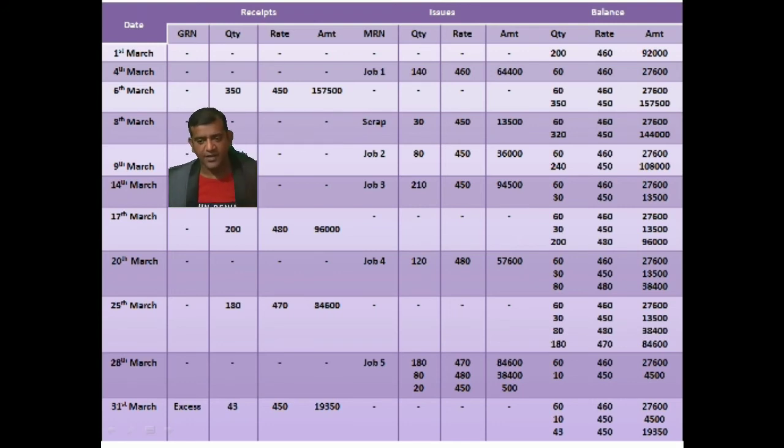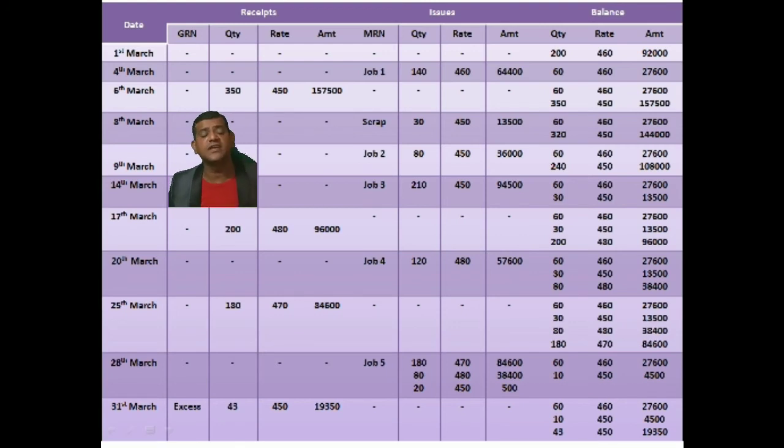And we have 30 tons, but I need only 280 tons of material. So there is a shortage of only 20 tons. So out of 30 tons, I am taking 20 tons at the rate of 450 rupees. Amount comes to 9,000 rupees. So next, go to the balance column. That's 60 tons. It is untouched. It is same. So I'm copying 60 tons at the rate of 460 rupees, 27,600. Then out of 30 tons, I've issued 20 tons. So the left out is 10 tons at the rate of 450 rupees. That comes to 4,500 rupees.